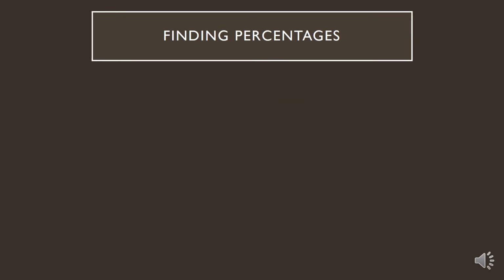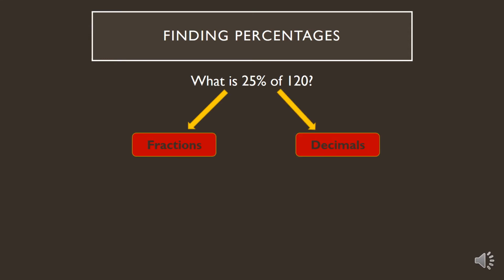So, finding percentages. When you're asked one of these questions, you have a choice. You can follow a fraction route or a decimal route. What is 25% of 120? So you might choose to use fractions or decimals. They will both lead us to the correct answer, so it is your choice entirely.